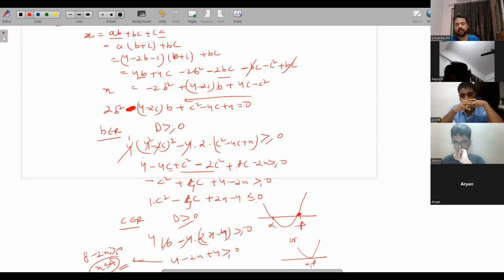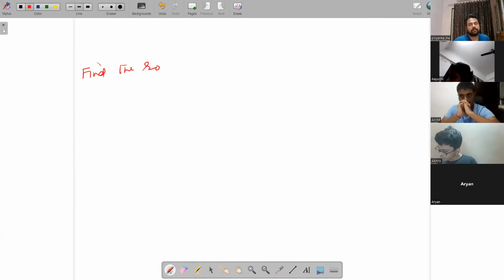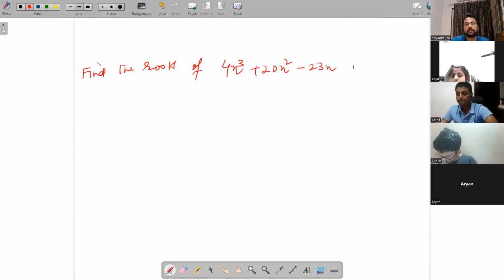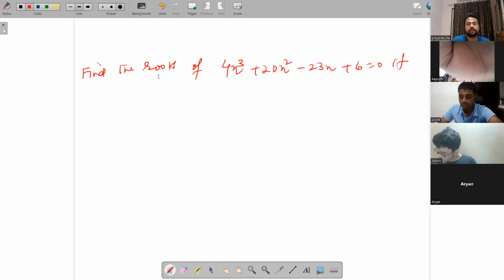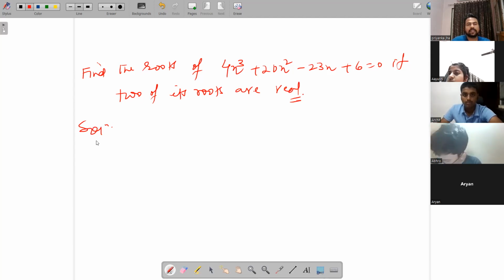Done. One last question. Find the roots of 4x cube plus 20x square minus 23x plus 6 equal to 0, if 2 of its roots are equal.